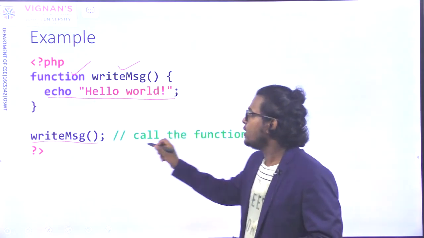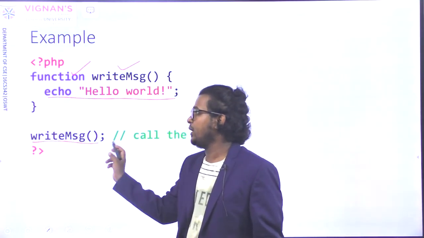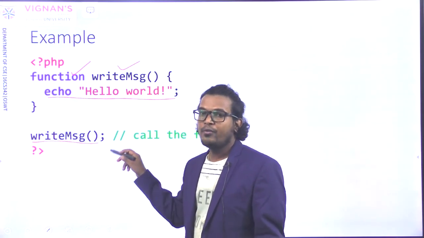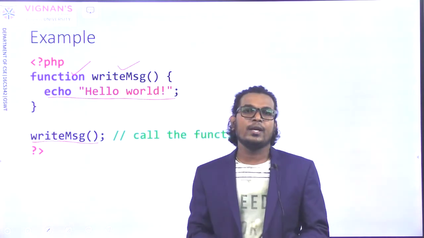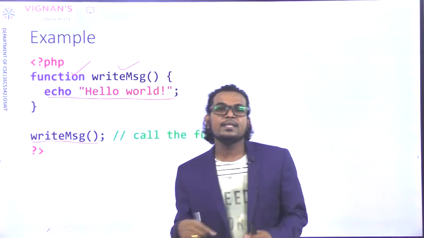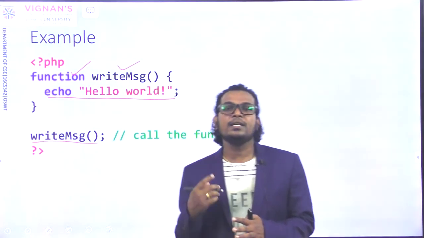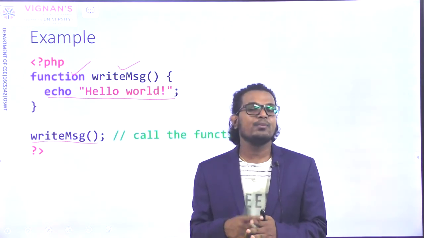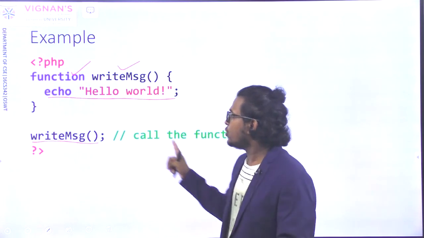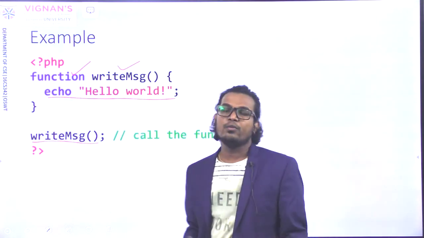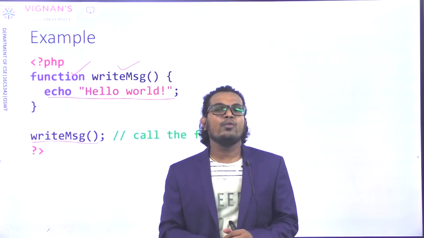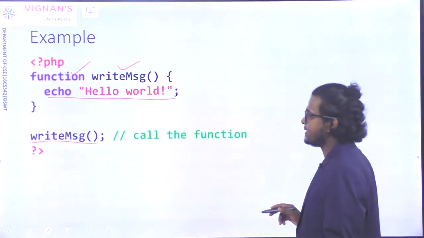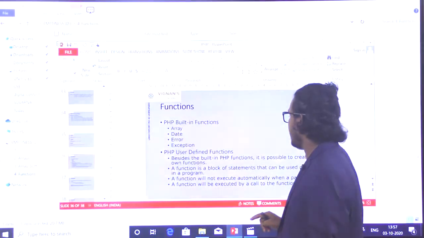For calling it, you just write the function name. What is my function name? Write message. After that you end with the semicolon. In PHP, each and every statement is terminated with a semicolon. You call that function, then only that function is invoked and that information is displayed on your screen. Next we'll see some examples practically.